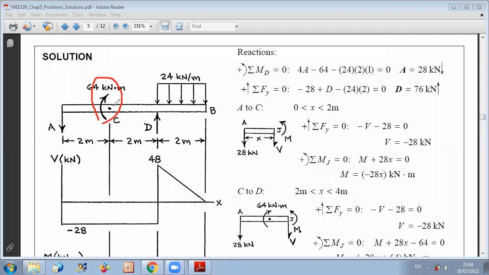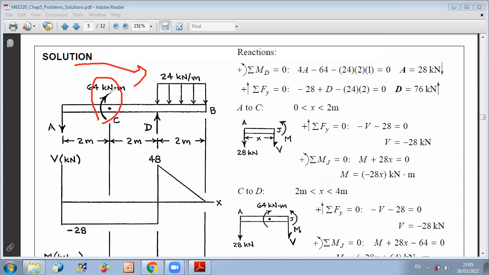You can see it in the moment diagrams, because we'll see together that when you draw the bending moment diagrams, if you are moving from left to right, then a clockwise moment will cause an upward jump in bending moment, and a counterclockwise moment will cause a downward jump. So you will see directly the effect on the bending moment diagram.